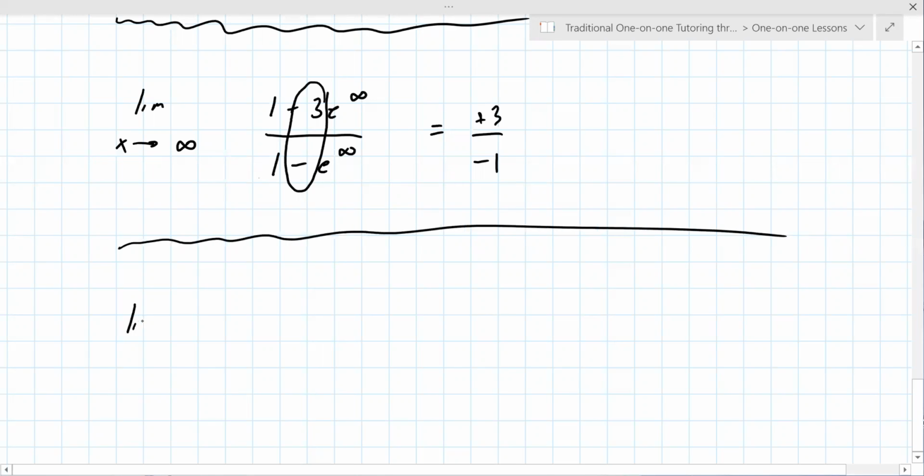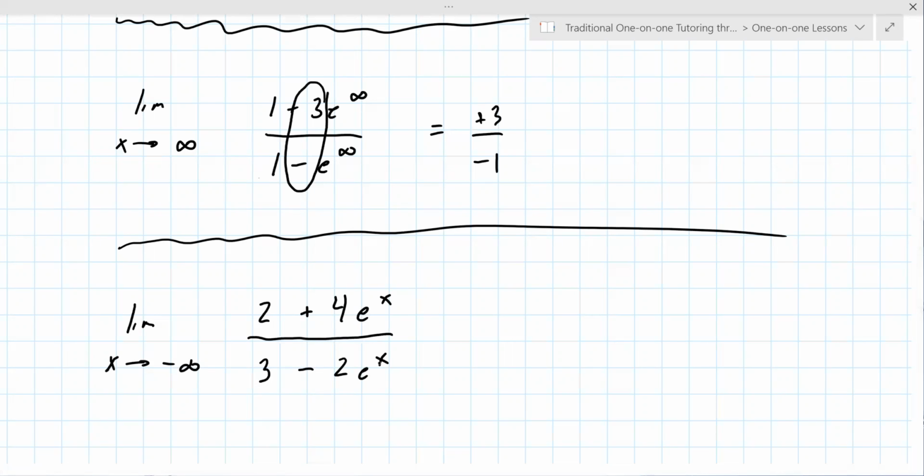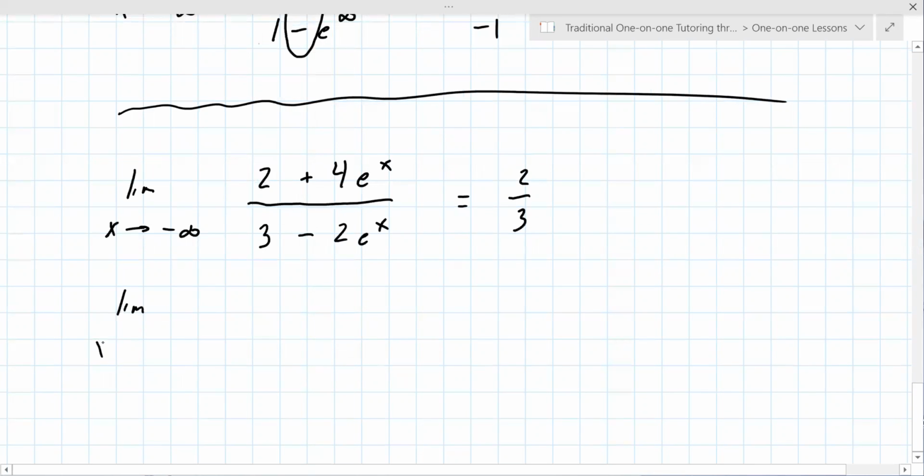It's the limit as x goes to negative infinity of 2 plus 4 e to the x over 3 minus 2 e to the x. So I'm going to plug in 2 plus 4... it is 2/3. Now I'm going to ask the other one: the limit as x goes to infinity, same thing here, 2 plus 4 e to the x over 3 minus 2 e to the x. It's -2, because it's 4 over -2.